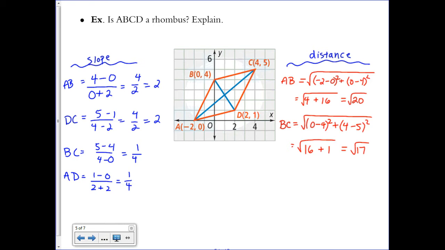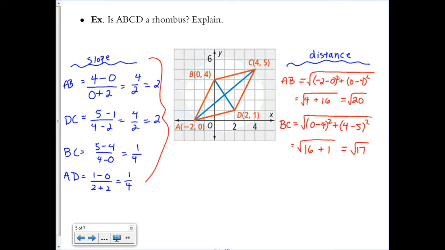I did prove that it's a parallelogram, and sometimes the question's going to ask you to classify the figure that you're looking at with the most specific name you could possibly give it. The most specific name we can give this figure is just that it's a parallelogram. At least we proved that, which is why I went through the whole process of doing this.